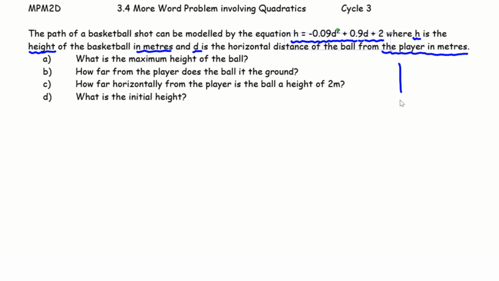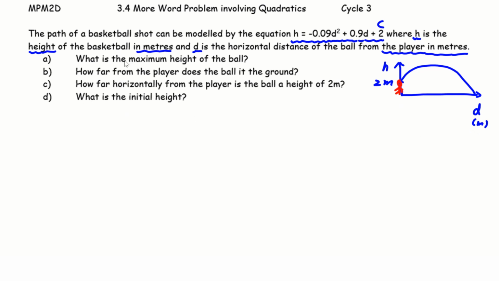So if we sketch it, the initial height is 2 meters. So the c value is the y-intercept. And the d is the distance from the player in meters. And it's open down. So it's kind of like a path of the basketball in this way. And here is a player, okay? So the horizontal distance from the player is your d, the x-axis.